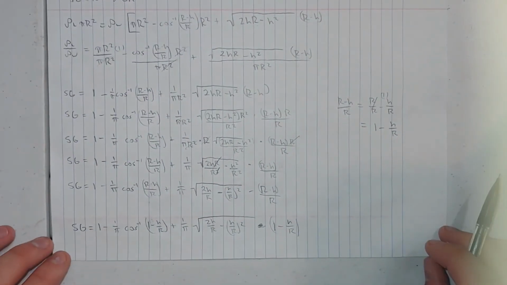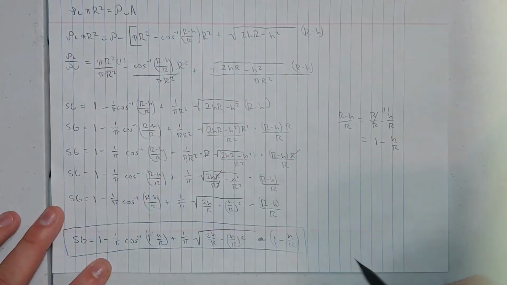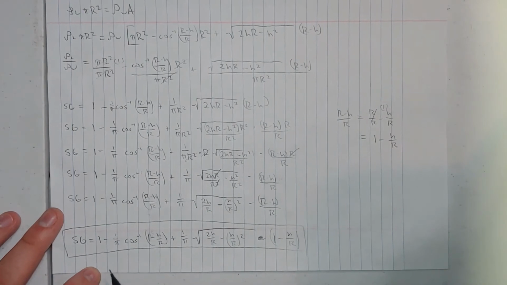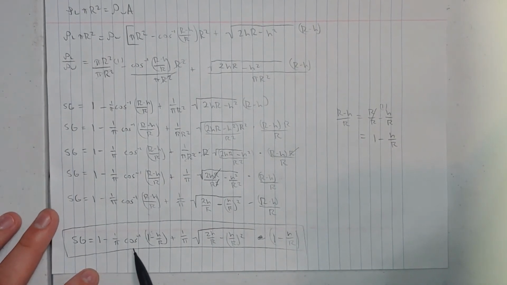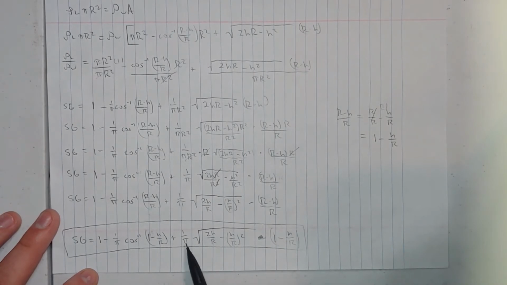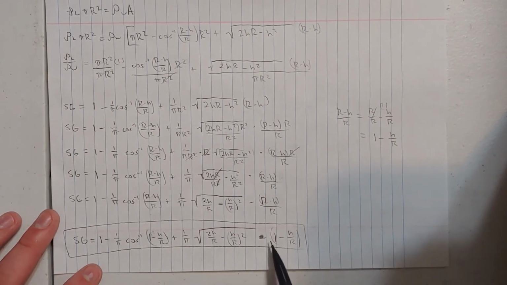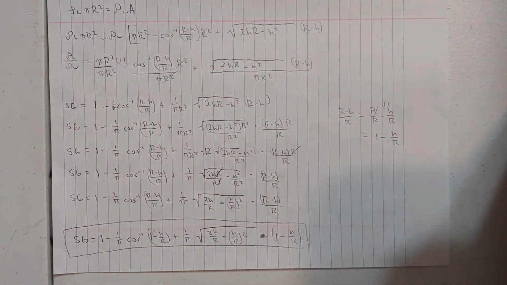Okay, so our final expression here is specific gravity is equal to 1 minus 1 over pi times arc cosine of 1 minus h over r plus 1 over pi times the square root of 2h over r minus h over r squared times 1 minus h over r.